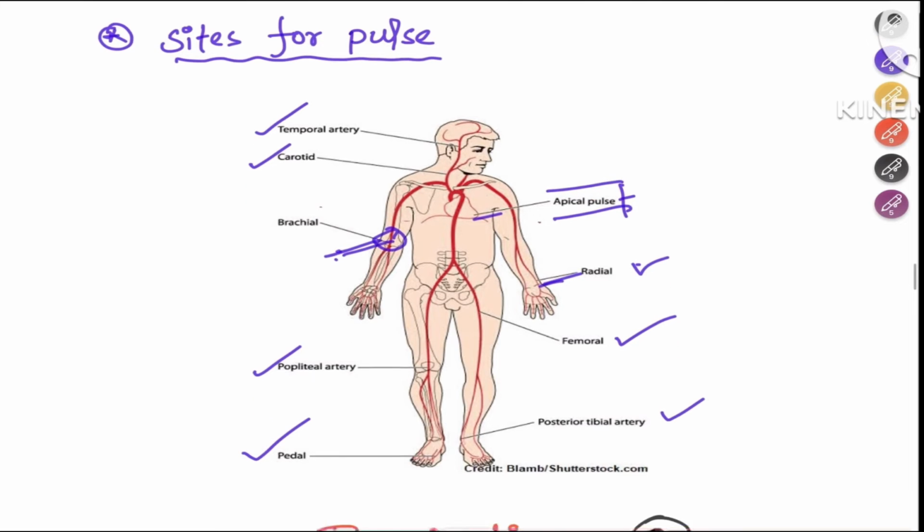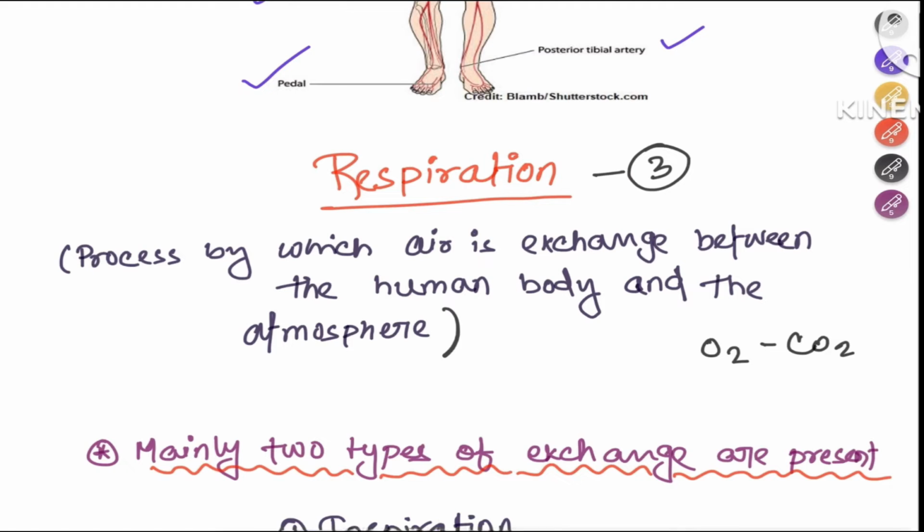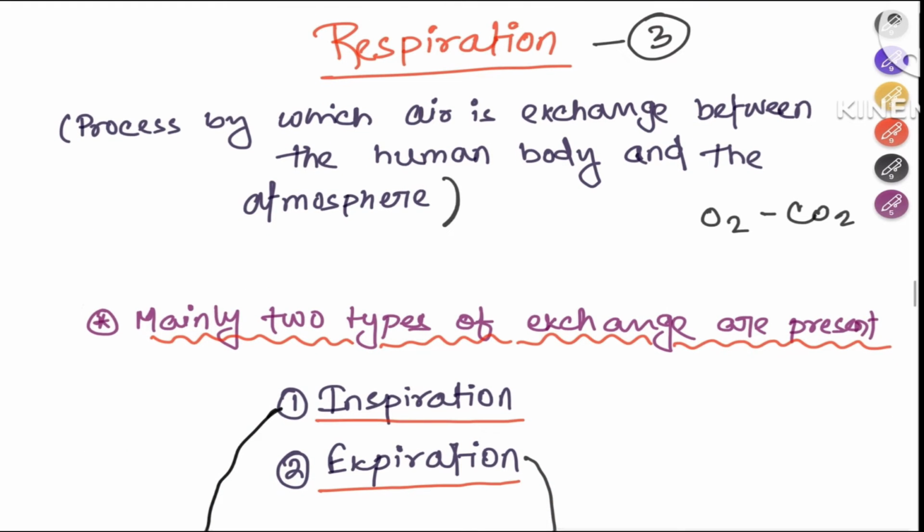It's very important. Next, we will move to respiration. First, we will see what respiration actually is. Respiration is a process by which air is exchanged between the human and the atmosphere. We are taking oxygen and giving carbon dioxide to the atmosphere. This exchange process is called respiration. This process has mainly two parts. One is inspiration, which means intake, and expiration means return.